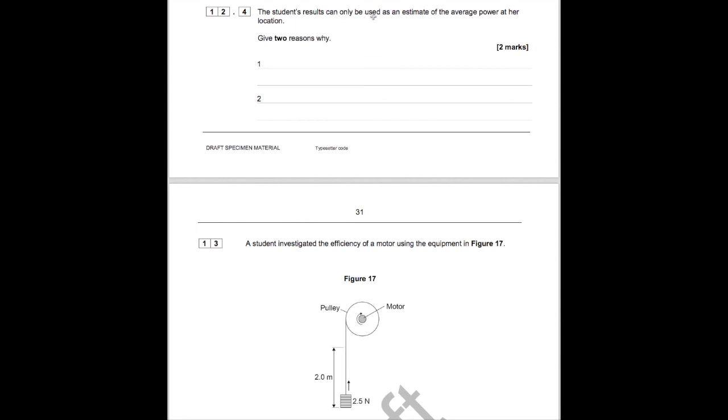The student's results can only be used as an estimate of the average power at the location. Give 2 reasons why. Well, some of that energy would have been used to heat the pan. Some energy would have been lost to the surroundings. And maybe even the angle of the sun might have changed if it took a little bit of time for the pan to heat up.